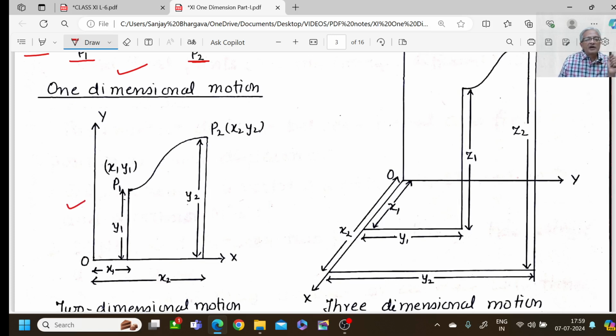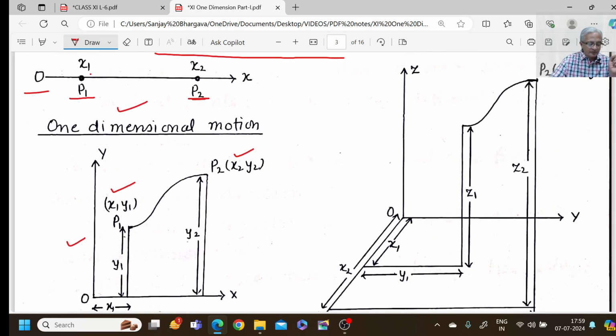When it comes to 2-dimensional motion, here we consider the motion of an object in a plane. We have the xy plane. The object is supposed to be moving from point P1 to point P2. Point P1 is described by the 2 coordinates x1, y1. P2 is described by the 2 coordinates x2, y2. I can drop a perpendicular from points P1 and P2 on the x-axis, which would provide me the distances y1 and y2. Similarly, on the horizontal axis, we can mark the distances x1 and x2. Such a motion in which 2 coordinates are changing with respect to time would be called 2-dimensional motion.